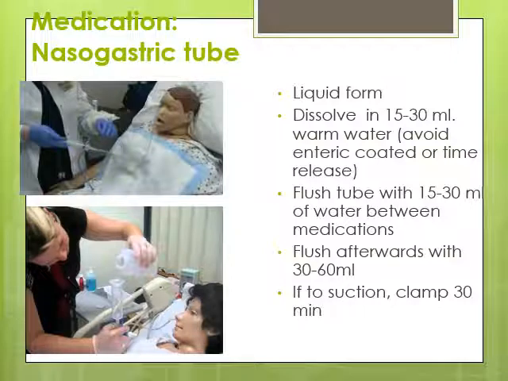Nasogastric tube we use in liquid form medications. The process is to be dissolved in 15 to 30 ml warm water. Flush tube with 15 to 30 ml of water between medications, and flush afterwards with 30 to 60 ml. If to suction, clamp 30 minutes. دي instructions بتكون مهمة جدا في حال استخدام النيزوغاستريك تيوب.